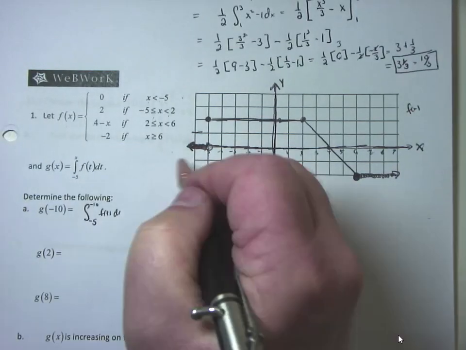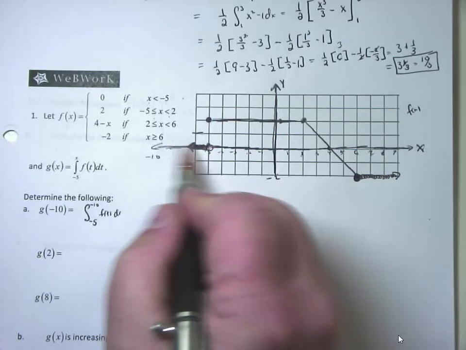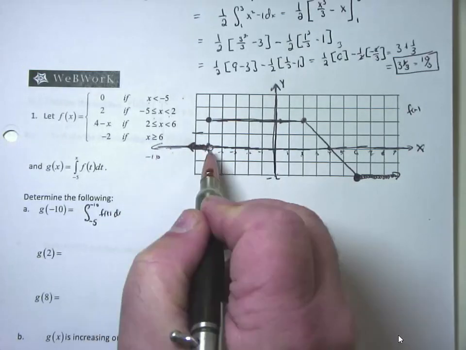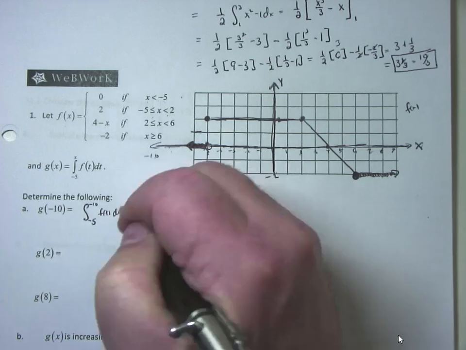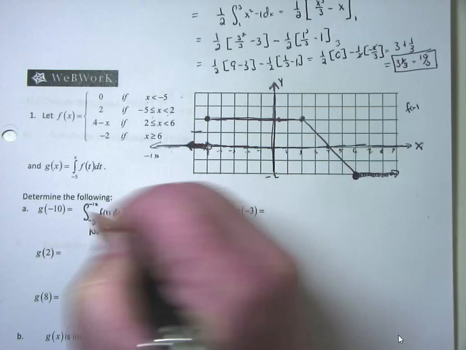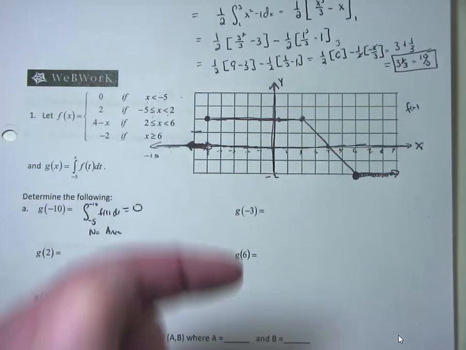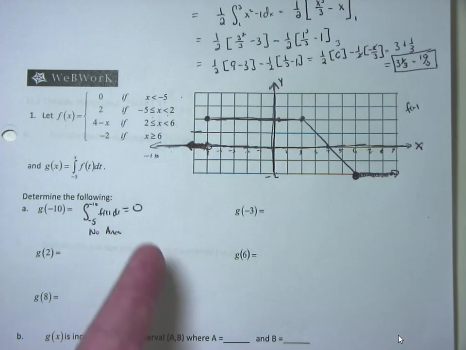The question is, here's negative 10, who cares where it is, how much area is there under the curve between negative 10 and negative 5 if the curve is actually on the x-axis? The answer is 0. There is no area. I know the bounds are backwards, but I don't really care because the function is actually on the x-axis, and when you integrate, you're calculating the area between that curve and the x-axis, but when you're on the x-axis, there's no area. The answer is 0.